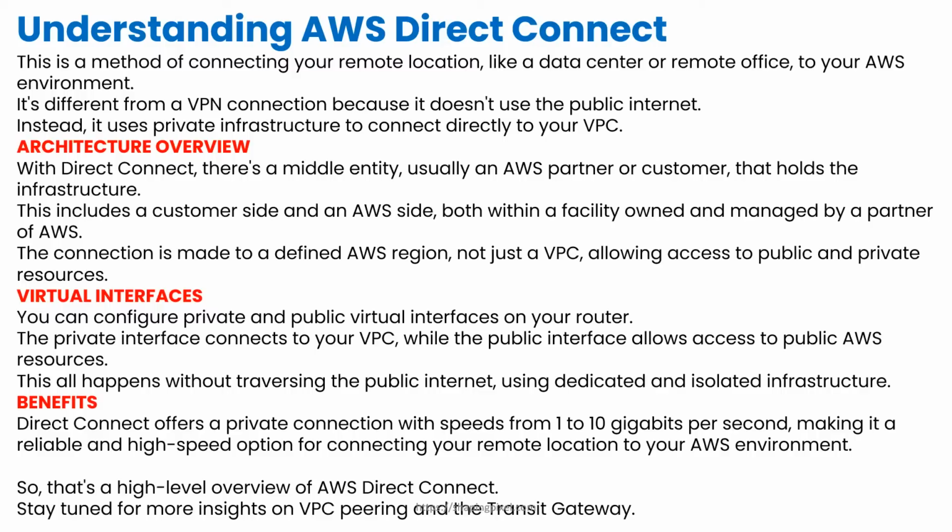The private interface connects to your VPC, while the public interface allows access to public AWS resources. This all happens without traversing the public internet, using dedicated and isolated infrastructure. Direct Connect offers a private connection with speeds from 1 to 10 gigabits per second, making it a reliable and high-speed option for connecting your remote location to your AWS environment. So that's a high-level overview of AWS Direct Connect. Stay tuned for more insights on VPC peering and the Transit Gateway.